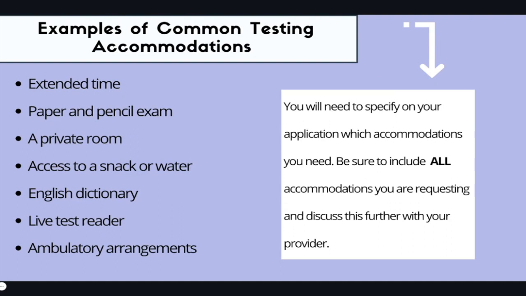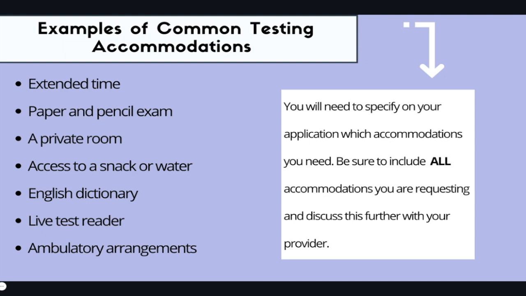So people always ask me, well, what kind of accommodations can I get? This is going to be very important, because when you fill out your accommodations paperwork, you need to specify which accommodations you need. So you want to make sure that you're very explicit, and you want to make sure that you include all the accommodations you're requesting, because you don't want to have to go back and be reapproved. So I suggest discussing which accommodations you think are appropriate with your provider and making sure that you cover all of your bases and that you are getting the specific arrangements that you need that are specific to your situation.